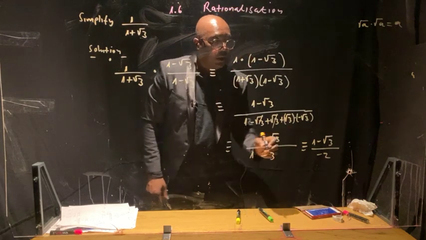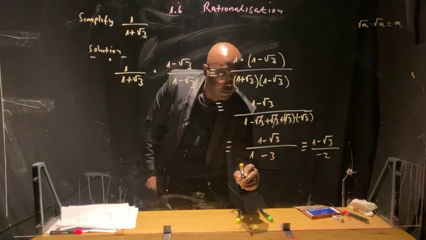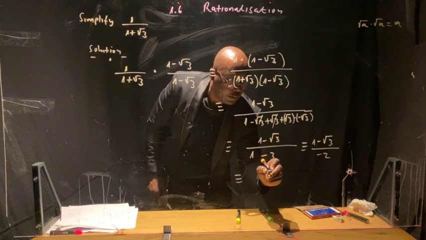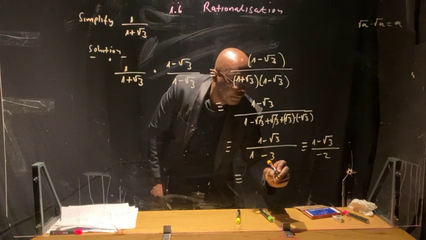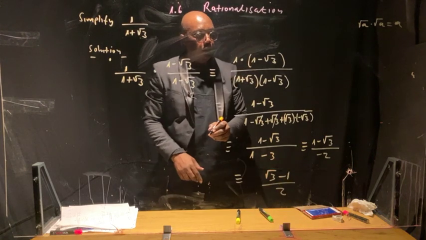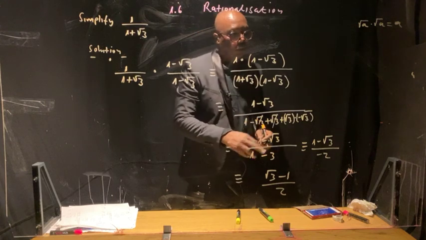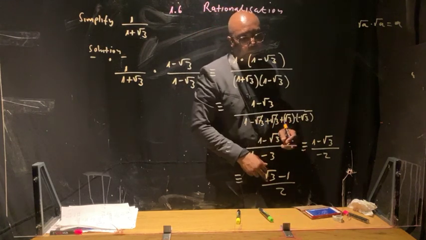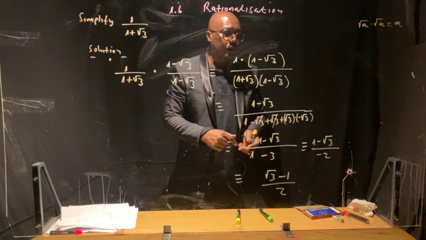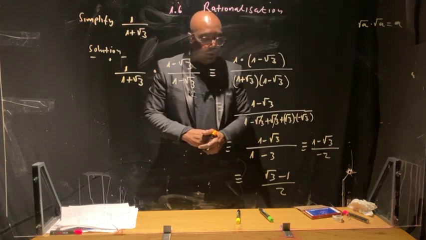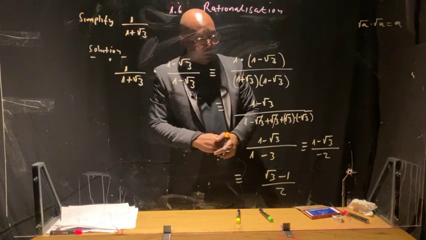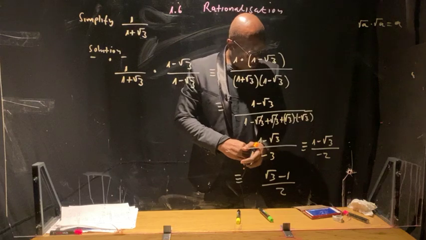Or you can make it this way. You can make it like root 3 minus 1 over 2, meaning you multiply both the numerator and the denominator by negative 1, or negate both the numerator and the denominator. Yeah. Take your time to copy it while we move further.